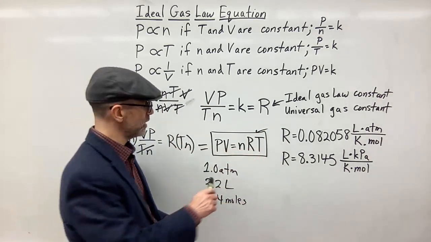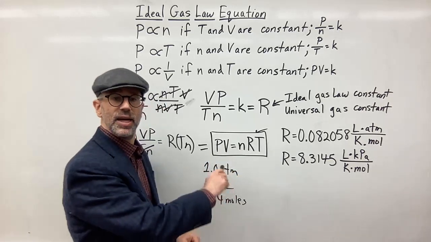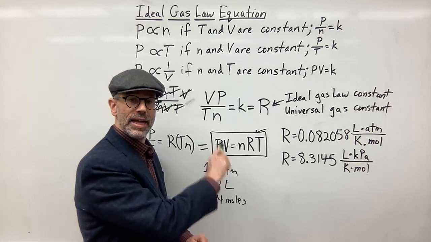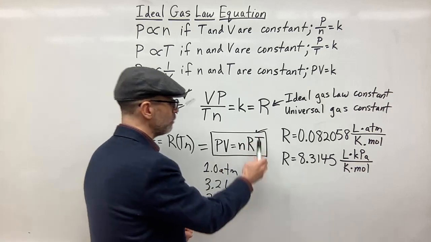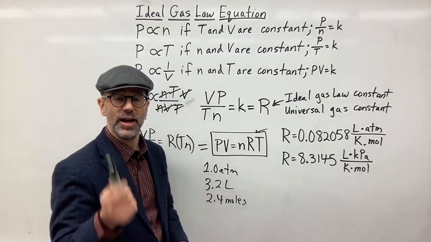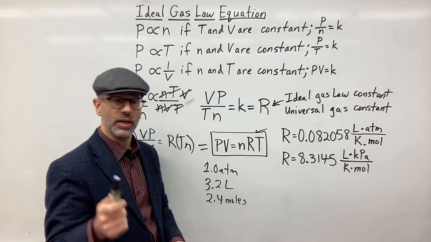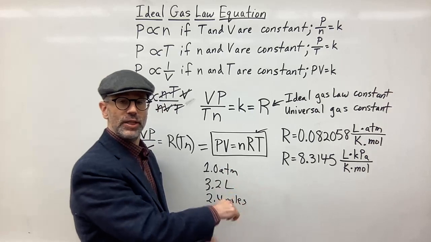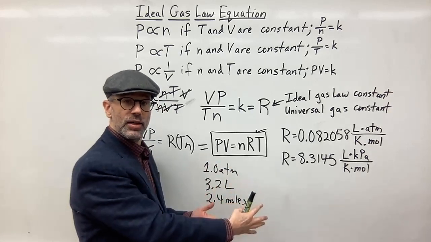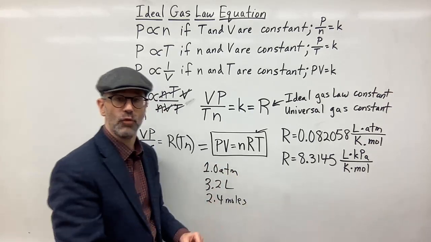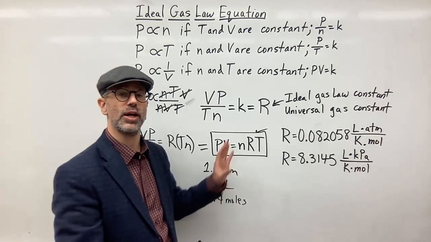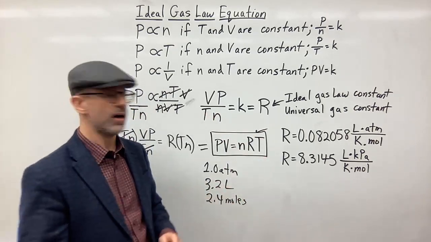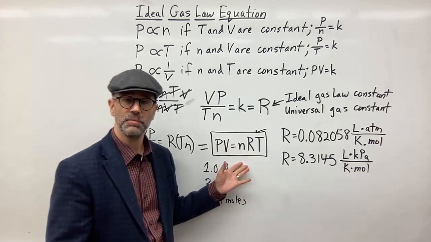And during that process, I would make sure that all the units cancel out that need to cancel out. If I'm looking for temperature, then I better end up with a Kelvin unit. If I do my calculation and I cancel out the units and I don't end up with a Kelvin unit left over, then I did something wrong. I made a mistake, so I got to go check my work. So that's when you use the ideal gas law equation.